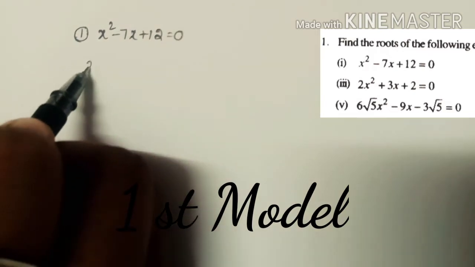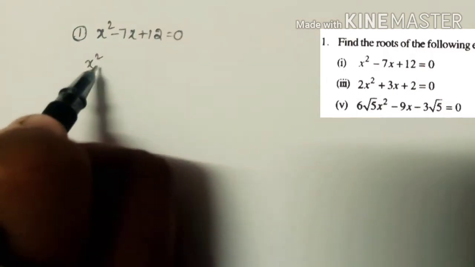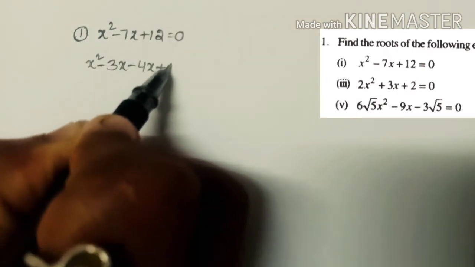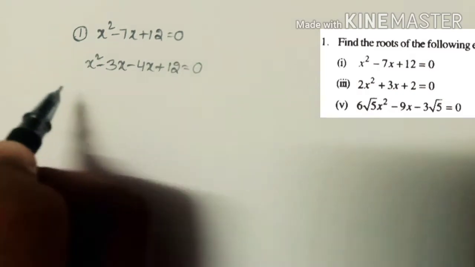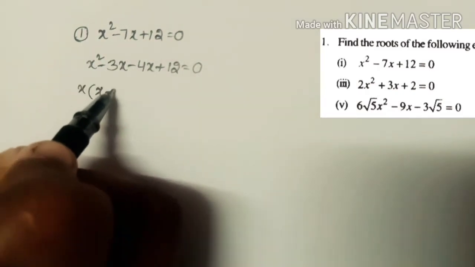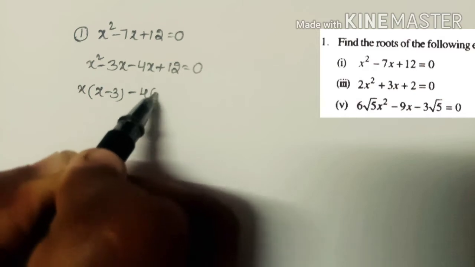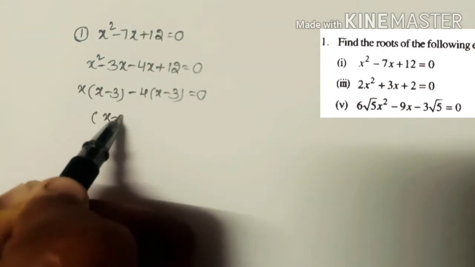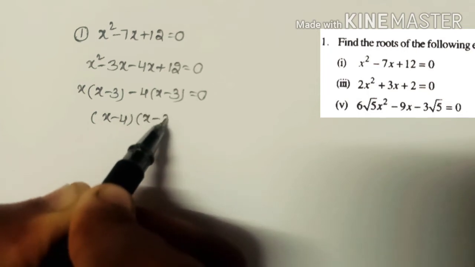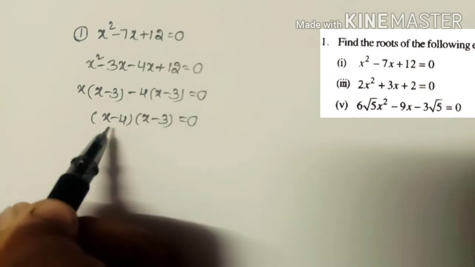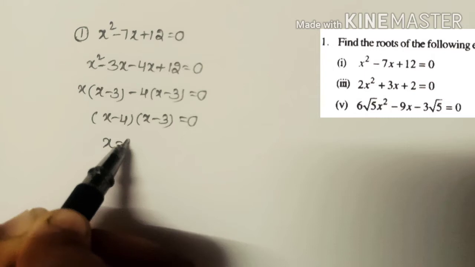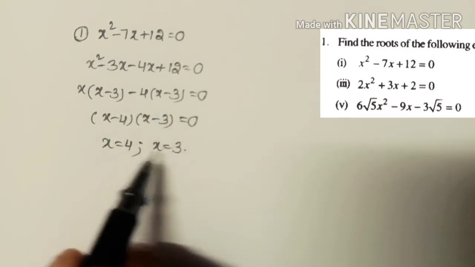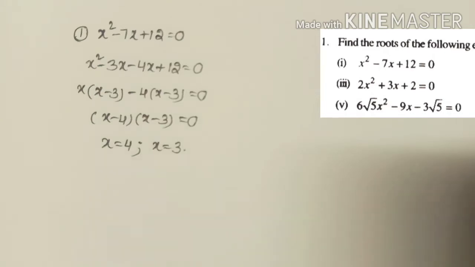So already we know that the factors of this equation are x square minus 3x minus 4x plus 12 is equal to 0. That is, taking x common here, x into x minus 3 minus 4 into x minus 3 equals to 0. That is, x minus 4 into x minus 3 equals to 0. Therefore, the roots are x minus 4 is equal to 0 means x is equal to 4, and here x minus 3 is equal to 0 means x is equal to 3. Roots are 4, 3. That's all.